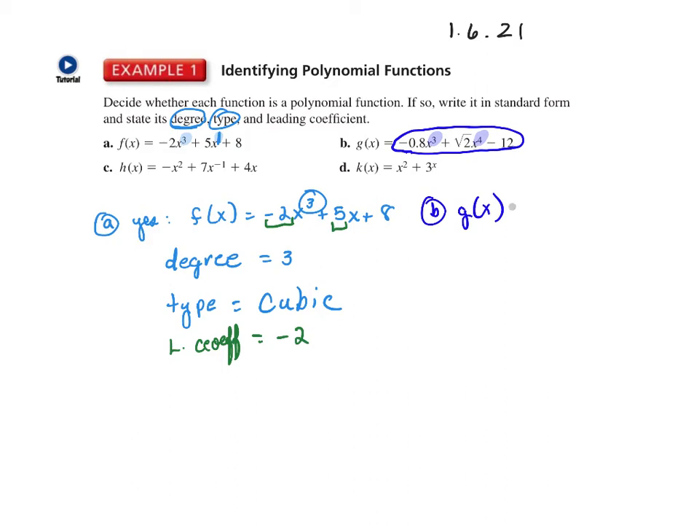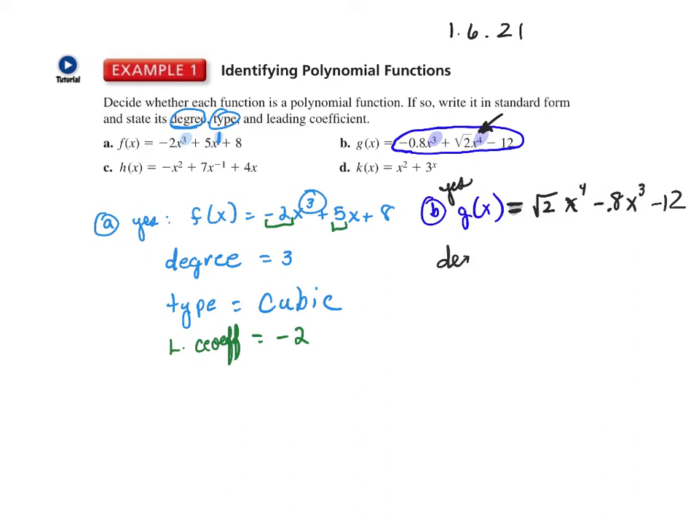Now let's put it in standard form. The highest exponent term goes first. Well, the highest exponent is this term with the 4 in it. You don't have to add or subtract anything. You just slide the root 2 x to the 4th to the front. And then next comes the cubic term, because that's the next highest, -0.8 x cubed, and then our constant at the end. So it goes 4, then 3, then none. So there we go. It is a polynomial, so we should put yes here.